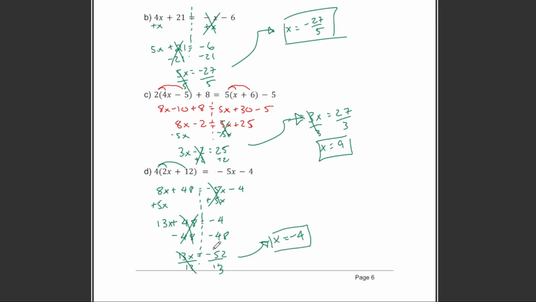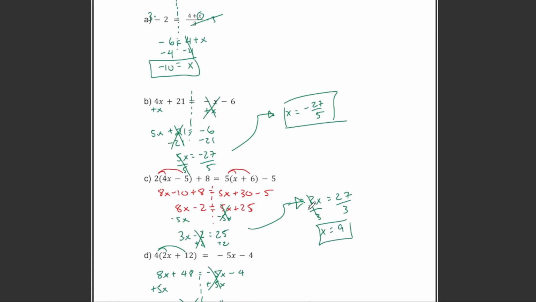Negative 52, I mean. Okay, so always just think about what's your inverse operation. That's how you're going to slowly get rid of your variables when you're solving. Get rid of the things that are on the same side as your variable while you're solving. Okay. All right, so that's question 11.